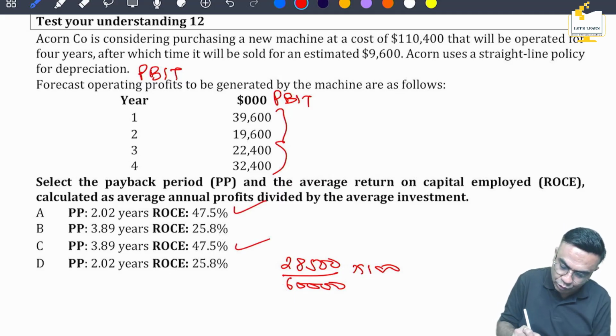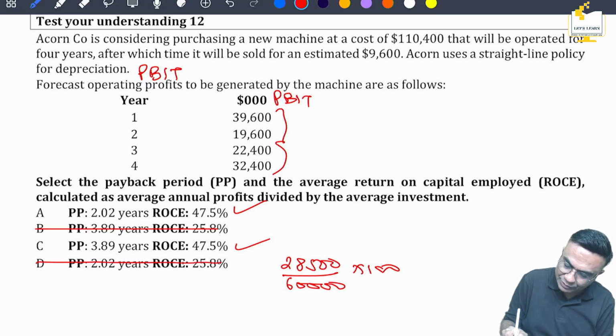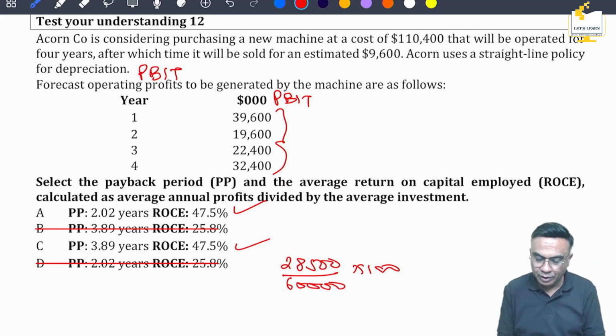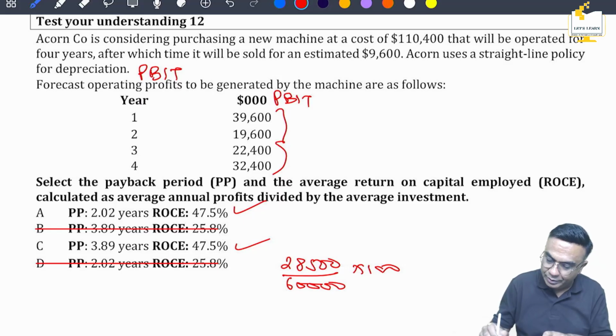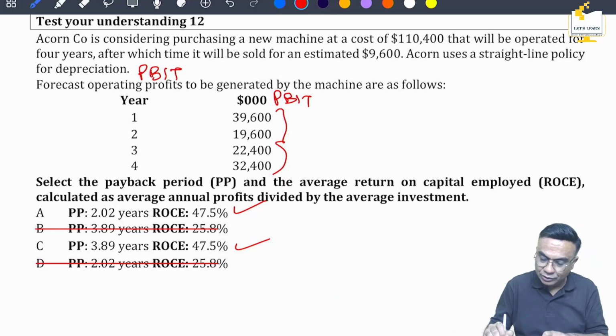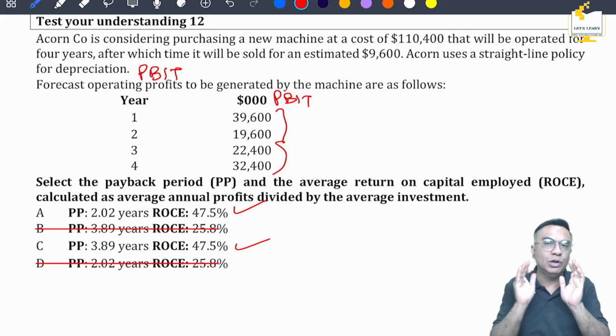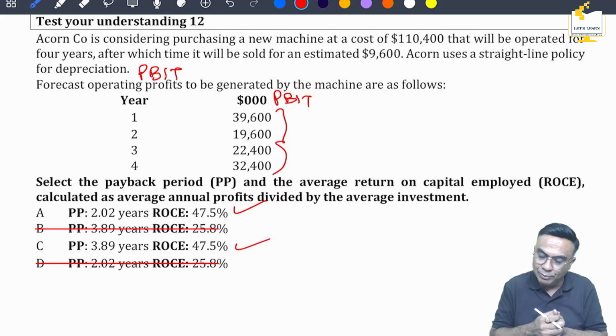So one thing is for sure, B is not correct. B and D are not our answers. That is for sure. Now only A and C. Let us check that also. Okay, so 47.5% is your ARR, return on capital employed.